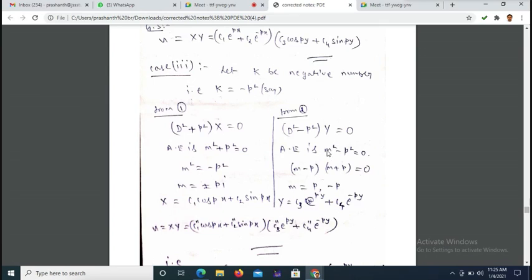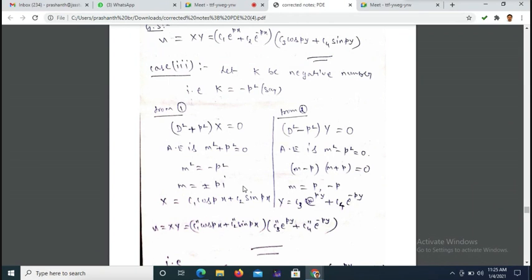Here a square minus b square formula is a minus b into a plus b, so m is equal to plus or minus ip. So it's complex, so the solution is C1 cos px plus C2 sin px. You can write it as C1 double dash, C2 double dash here; actually, I missed that.